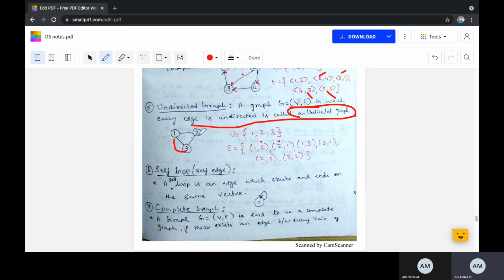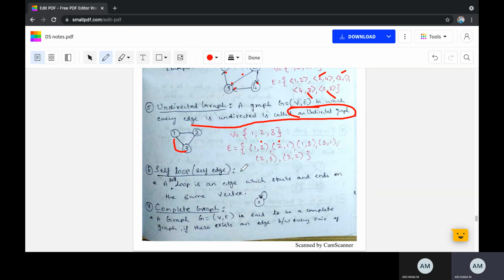Look here, 3 to 1. 2 to 3 you can travel. Even 3 to 2 you can go back, because there is no direction. So the number of edges will be more in an undirected graph compared to a directed graph. This is a very, very important terminology of a graph.